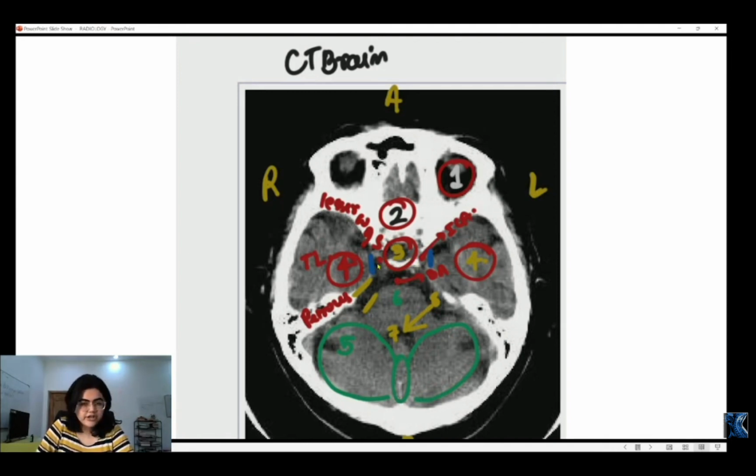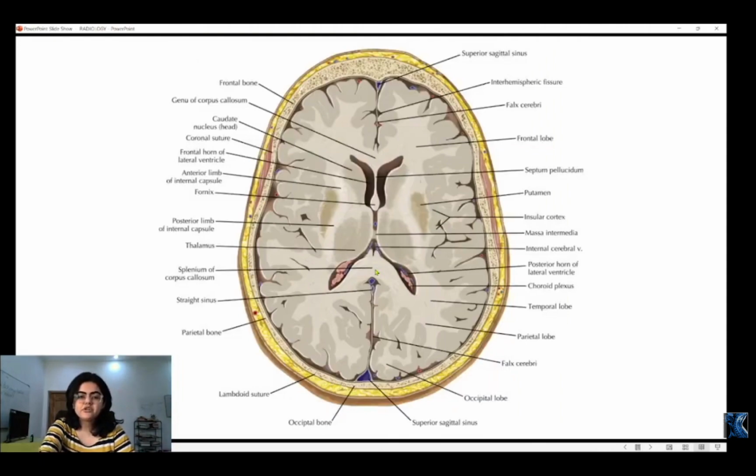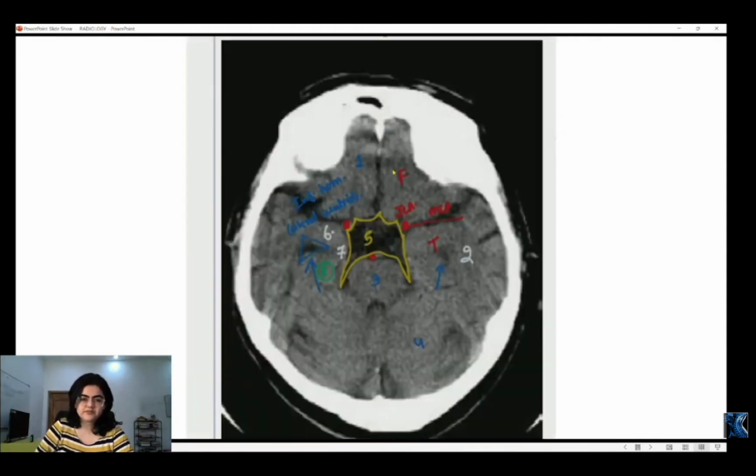सेला टर्सिका के साइड में इंटरनल कैरोटिड आर्टरी एंड उसके भी साइड में ये ब्लू वाला पार्ट क्या है, कैवर्नस साइनस. Done. Moving to the next image, this one. So number one is the frontal lobe here, then this is temporal lobe, this is the midbrain. Okay, you can see the midbrain, then this is cerebellum. This fifth one is the suprasellar cistern.